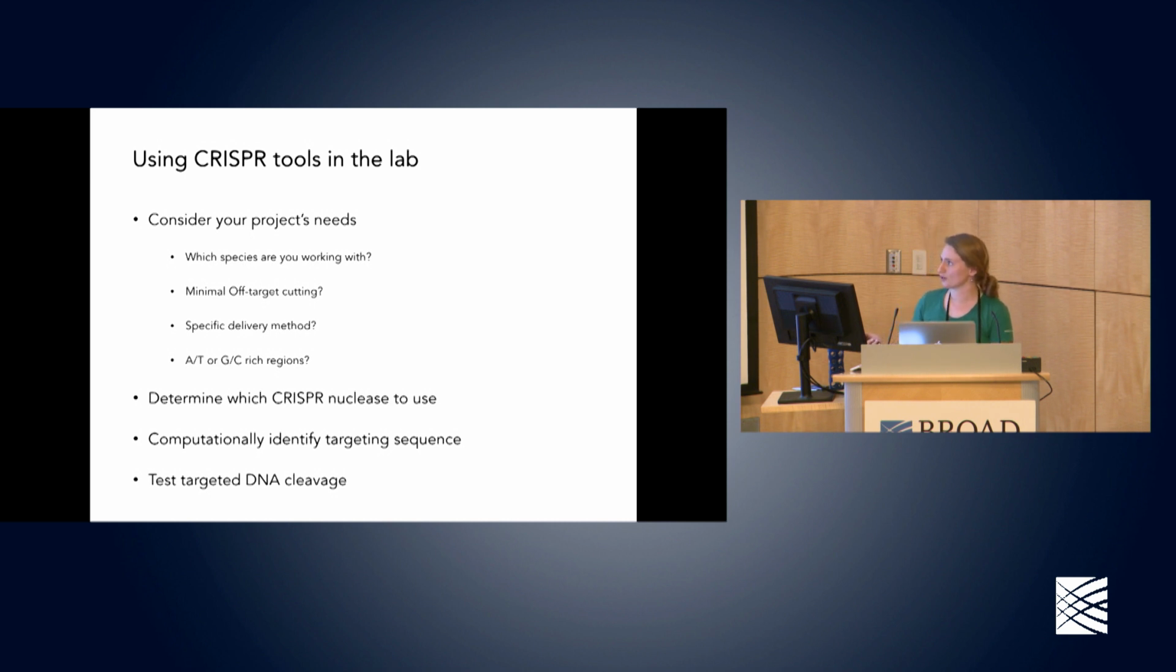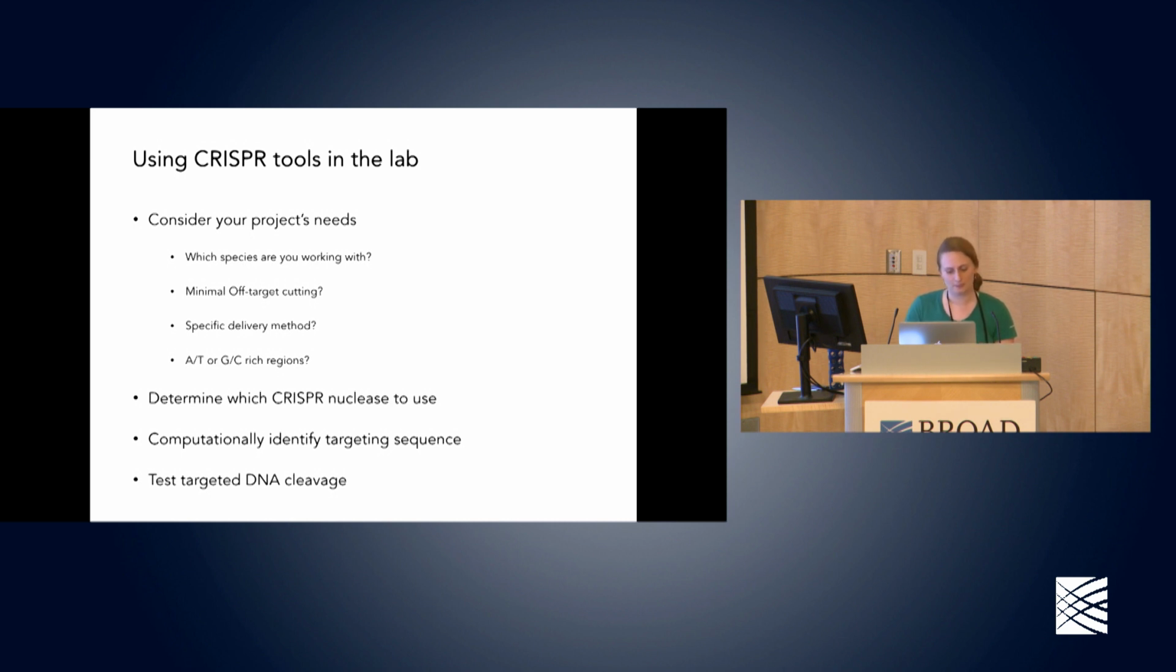Next, is it very important to have minimal off-target cutting? For example, if you're making a targeted knockout and you want it to be just in the gene of interest, then having low off-target activity may be very important for your experimental design. Next, if you're working with a particular cell type, or in vivo in mice, let's say, a certain delivery method may be required to target your cell type of interest. Therefore, knowing the delivery method may help you determine which reagents you use.